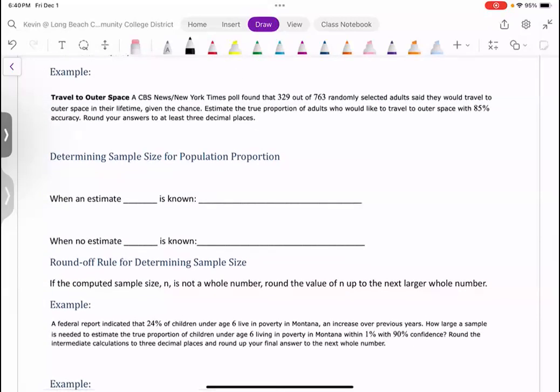All right, travel to outer space. A CBS News New York Times poll found that 329 out of 763 randomly selected adults said they would travel to outer space in their lifetime, given the chance. Estimate the true proportion of adults who would like to travel to outer space with 85% accuracy. All right, let's identify what we have here first. Let's go back to purple. This is going to be our x, and this is going to be our n. And p hat is going to be x divided by n. The good news is the calculator is going to do all of this for us.